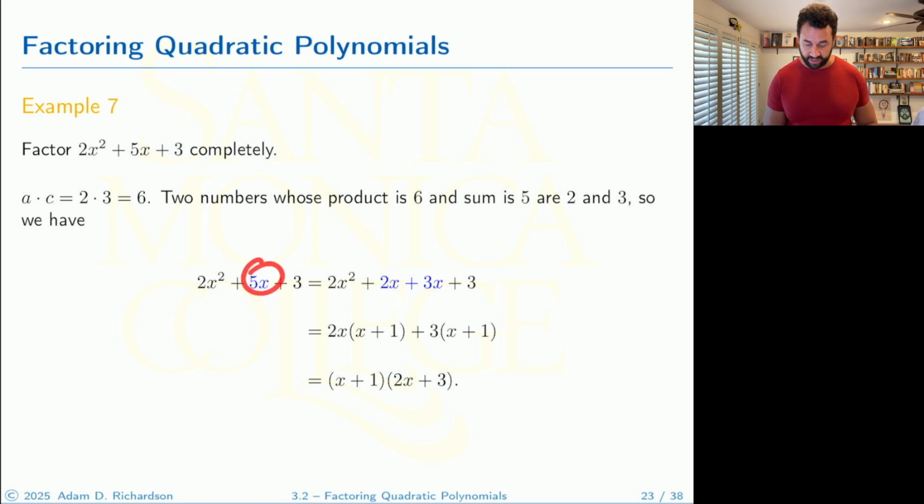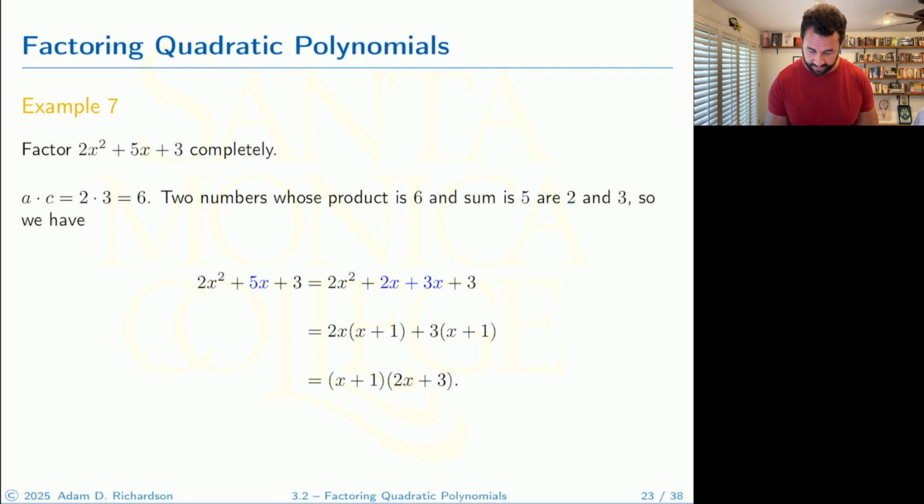Now we're going to rewrite 5x as 2x plus 3x. That's all we're doing. We haven't changed anything. This is taking this middle term and splitting it into two terms that we've chosen cleverly. Now we're going to factor by grouping.